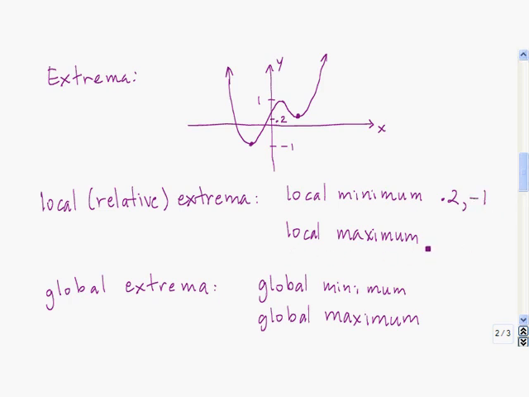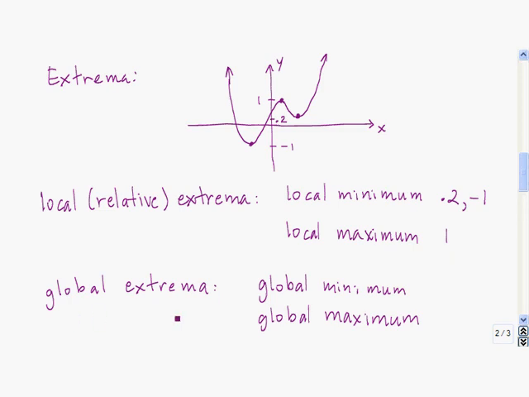A local maximum is a y value where all neighboring y values are lower. So it's kind of a little peak of the graph. This happens at 1, so the y value of 1 is a local maximum of this graph. In this case we have 2 local minima and 1 local maximum. We can have multiple, or we can have none.